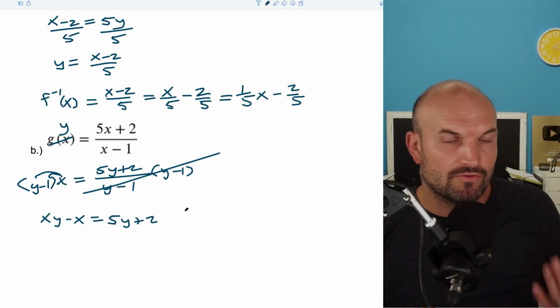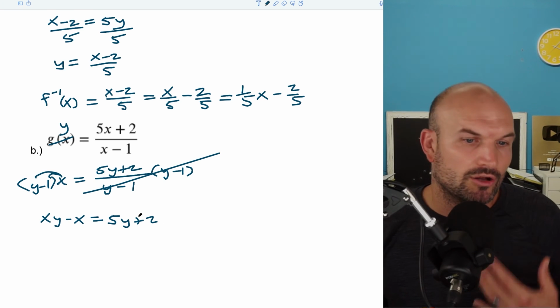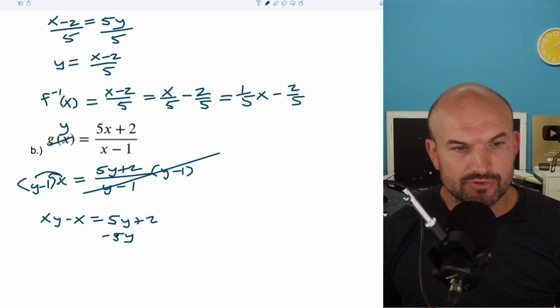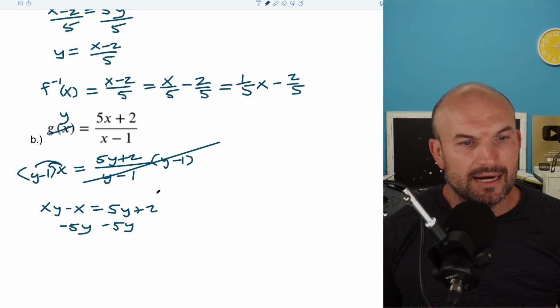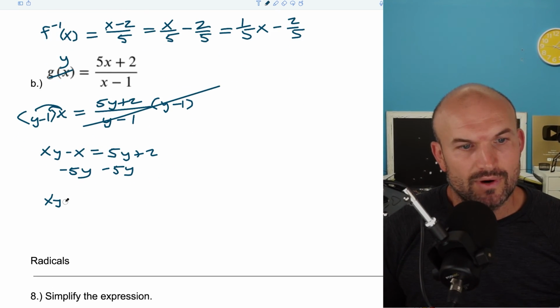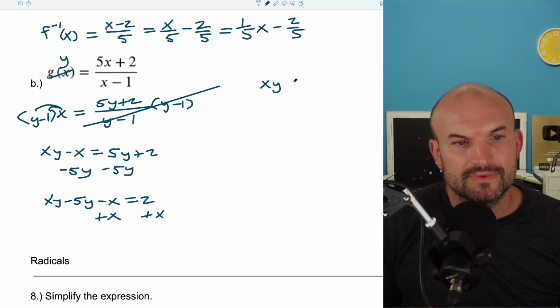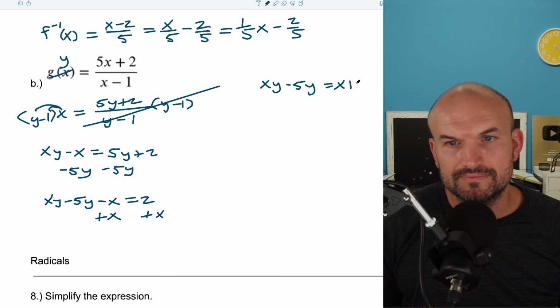Now again, I need to solve for y, right? So I need to get all my y's over to the same side. So what I'm going to do is subtract 5y on both sides. That's going to give me xy minus 5y. And then minus x equals 2. I'll add x to both sides. So now I have, let's just write over here, xy minus 5y equals x plus 2.